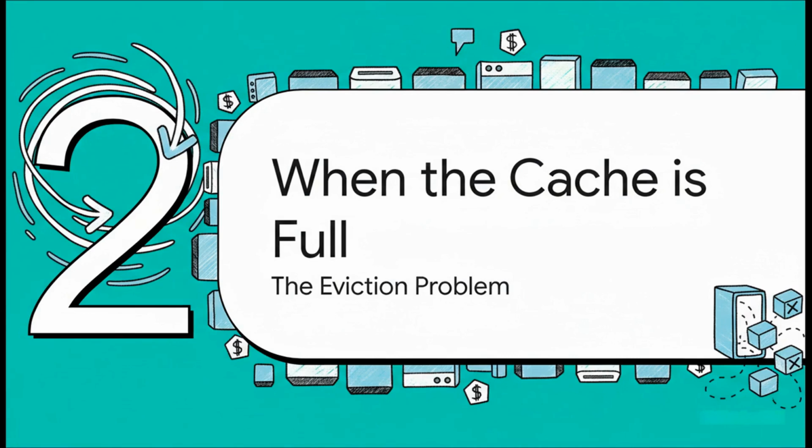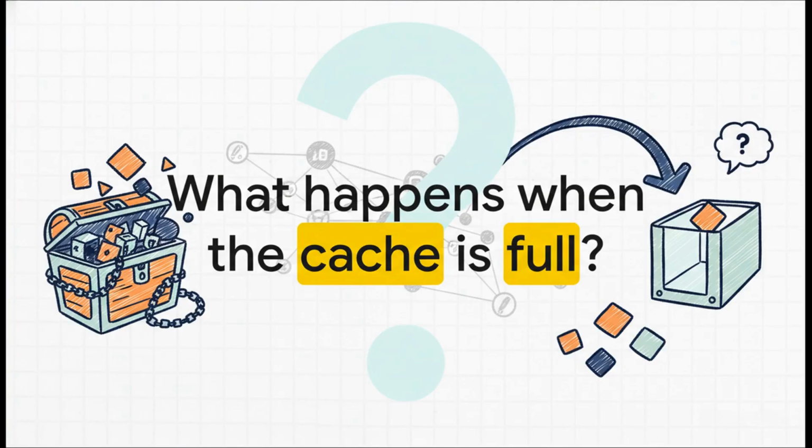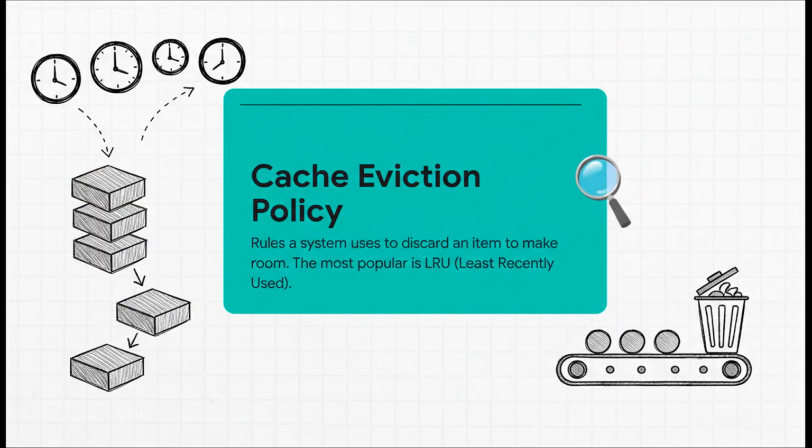But this brings us to our first really big problem. Remember, that fast cache is small and expensive. It's prime real estate. Sooner or later, it's going to fill up. What do you do then? Yeah, this is the critical question. The cache is full. To add something new, you have to get rid of something old. But how do you decide what gets the boot? You can't just pick something at random, right? That would be totally inefficient.